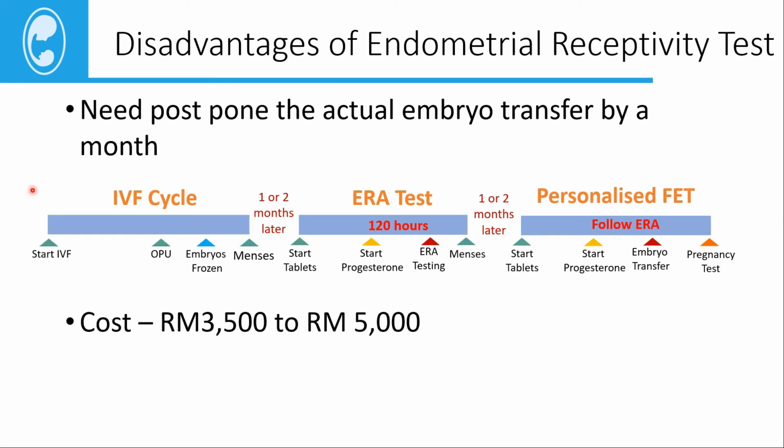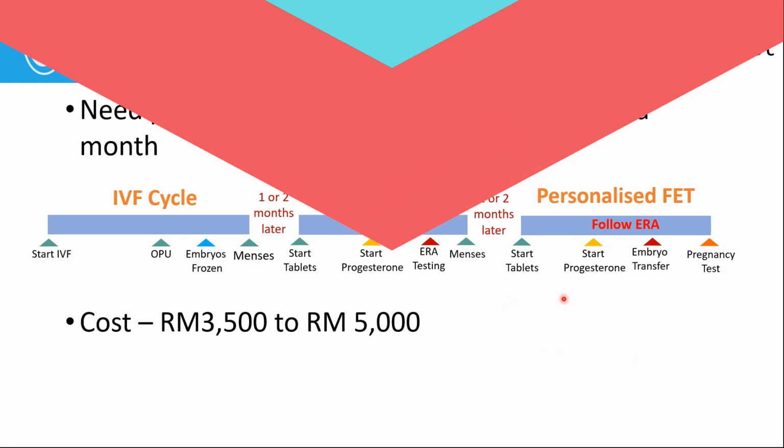The major disadvantage of this test is that the actual embryo transfer will be delayed up to 2 months. In the first month, the IVF cycle, the second month is the ERA test, and the third month is the personalized frozen embryo transfer. The second issue, of course, is the cost. But in my opinion, the advantages far outweigh these few disadvantages.